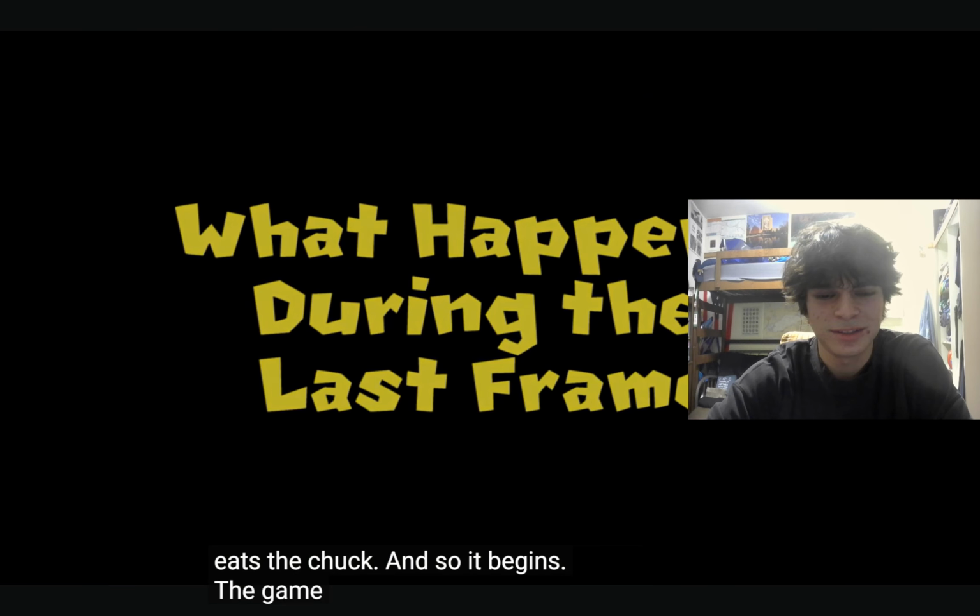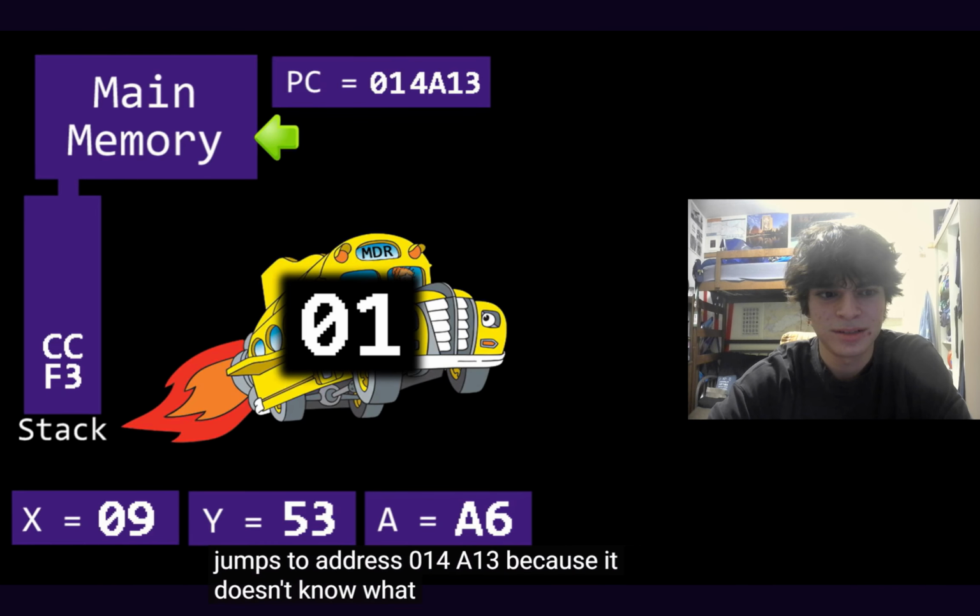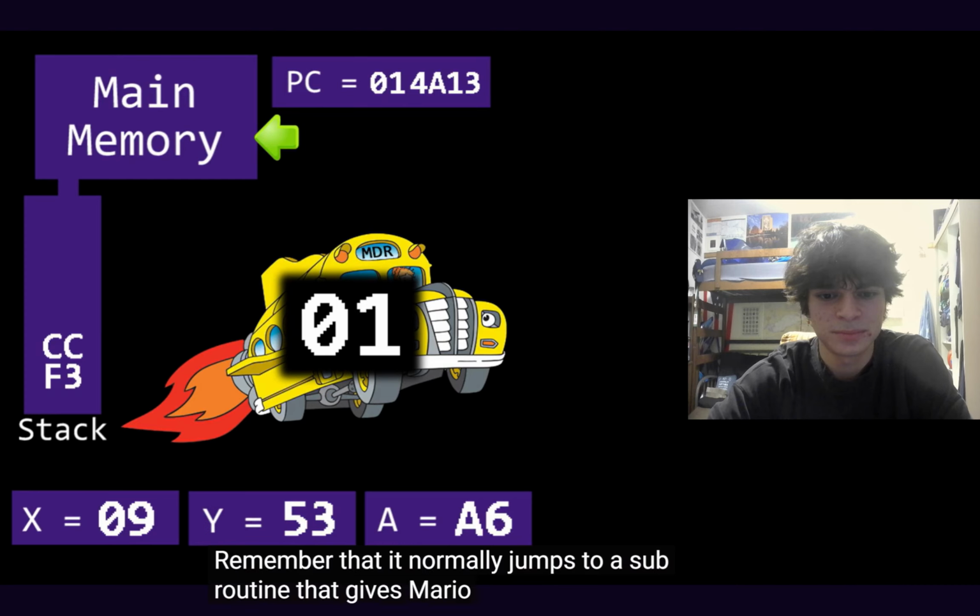The game never considered what to do when Yoshi eats a Chuck because you can't normally eat them in the first place. It just so happens that the game jumps to address 014A13 because it doesn't know what to do exactly. Remember that it normally jumps to a subroutine that gives Mario a power-up, then returns execution here. So we need to return here at some point, somehow.